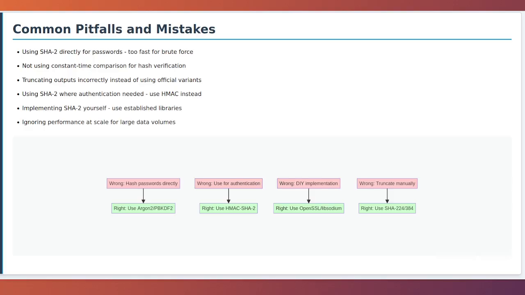Mistake 8 is assuming collision resistance equals unforgeability. For digital signatures, collision resistance is necessary but not sufficient. The signature algorithm itself must be secure. Mistake 9 is using the same hash for different purposes without domain separation. If you're hashing different types of data, prefix them with different identifiers to prevent cross-protocol attacks. Mistake 10 is ignoring performance at scale. Hashing terabytes of data takes time even with fast algorithms. Plan accordingly and consider streaming implementations.